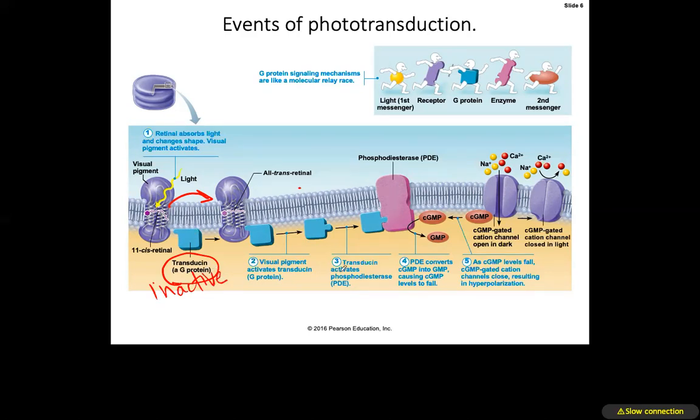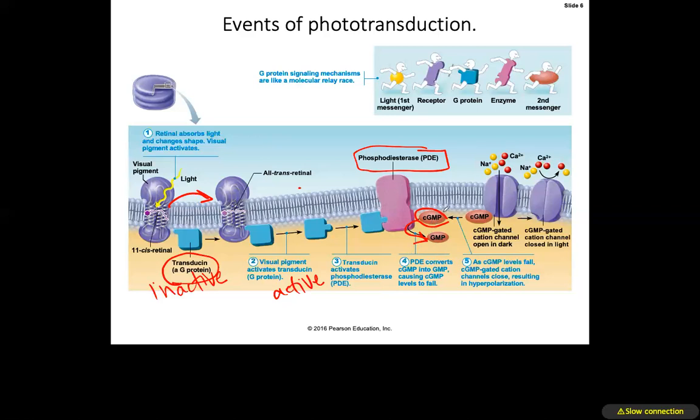When the interaction happens, you form what? You activate it. So again, notice the change in shape. This is inactive, here's the active. When transducin is active, it goes and binds to another protein called phosphodiesterase or PDE. PDE is active. What is it going to do? It's going to take a new protein called cGMP and break it down to what? GMP. So there is a conversion that is happening here.